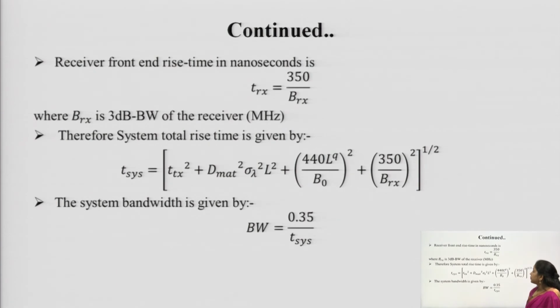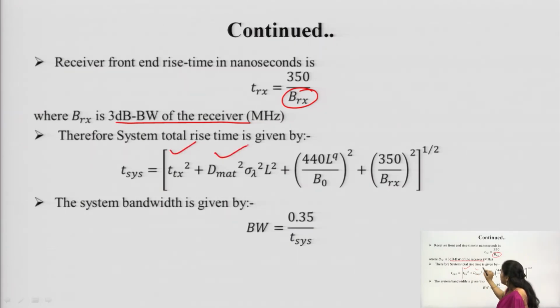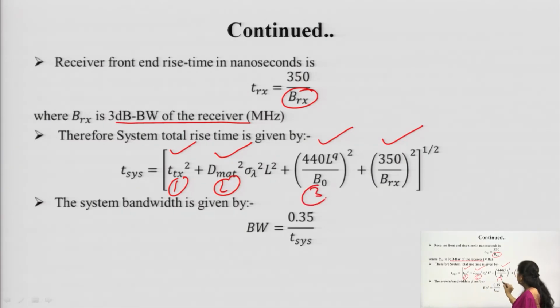Receiver rise time will be equal to 350 upon beta Rx, where beta Rx is the 3 dB bandwidth of the receiver. And simultaneously the total rise time can be given by transmitter, dispersion, modal, and receiver. So, these are the 4 contributors: first, second, third and the fourth contributor.